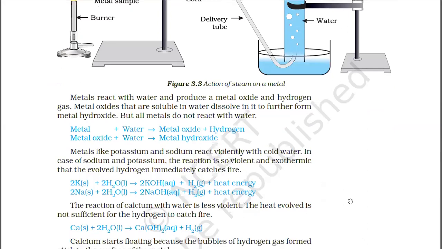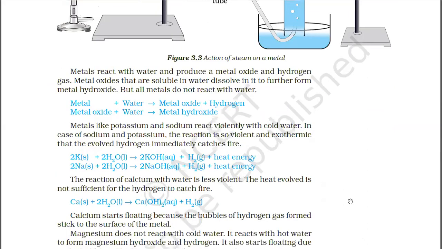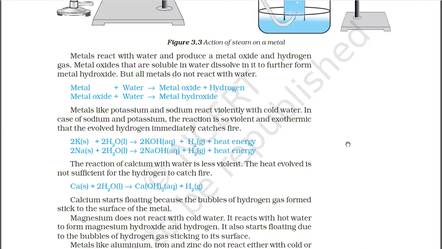Metals like potassium and sodium react violently with cold water. In case of sodium and potassium, the reaction is so violent and exothermic that the evolved hydrogen immediately catches fire. 2K + 2H2O gives 2KOH + H2 + heat energy. 2Na + 2H2O gives 2NaOH + H2 + heat energy.